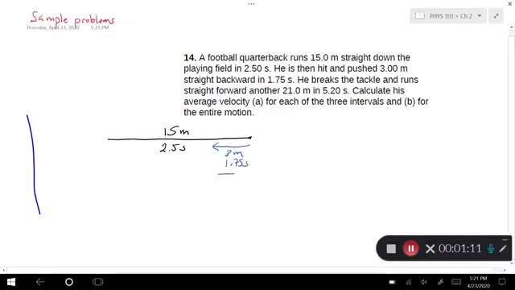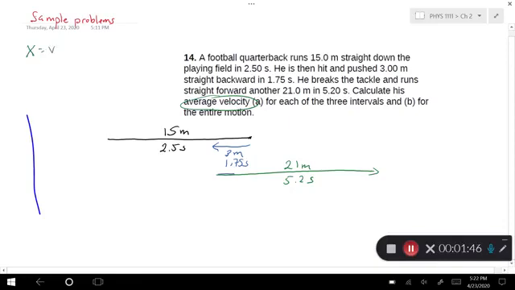He breaks the tackle and then runs forward another 21 meters. So then he turns around and he starts going this way, 21 meters, and he takes 5.2 seconds to run that. And so it doesn't really tell us if he's getting faster or slower. We know that for him to start running, he's going to have to get faster, and he's going to have to decelerate when he gets hit and so forth. So we know that's happening, but we want to look at this question here.